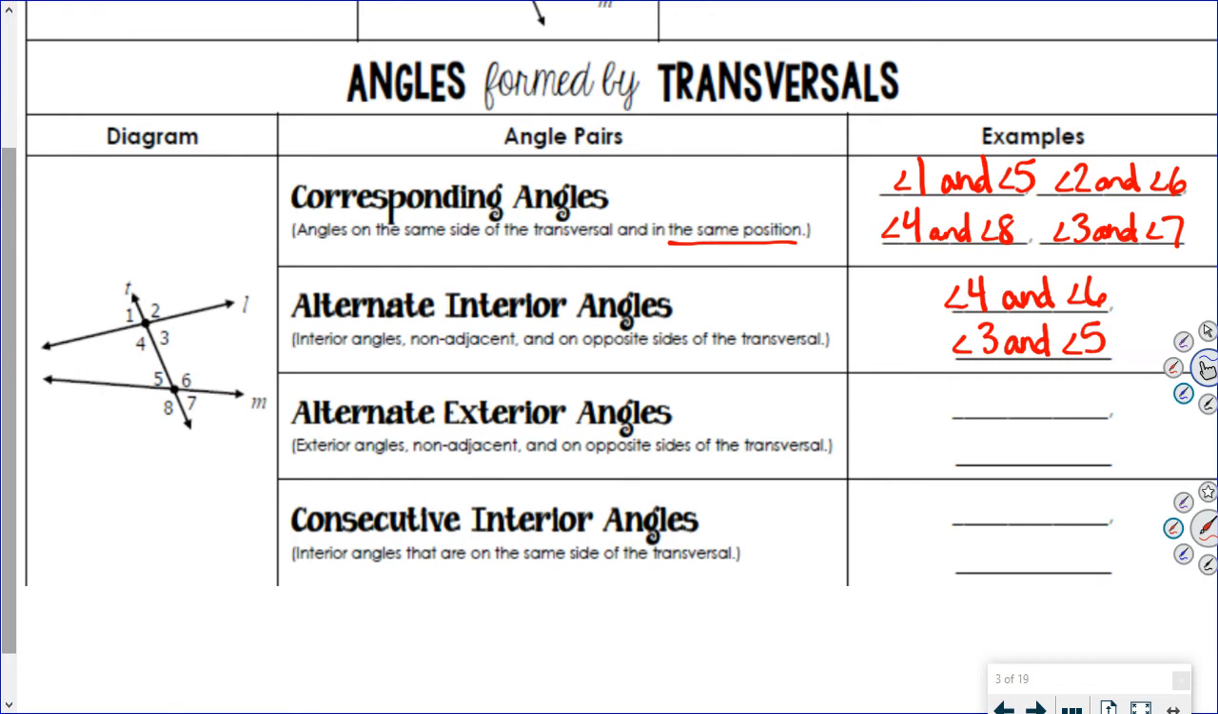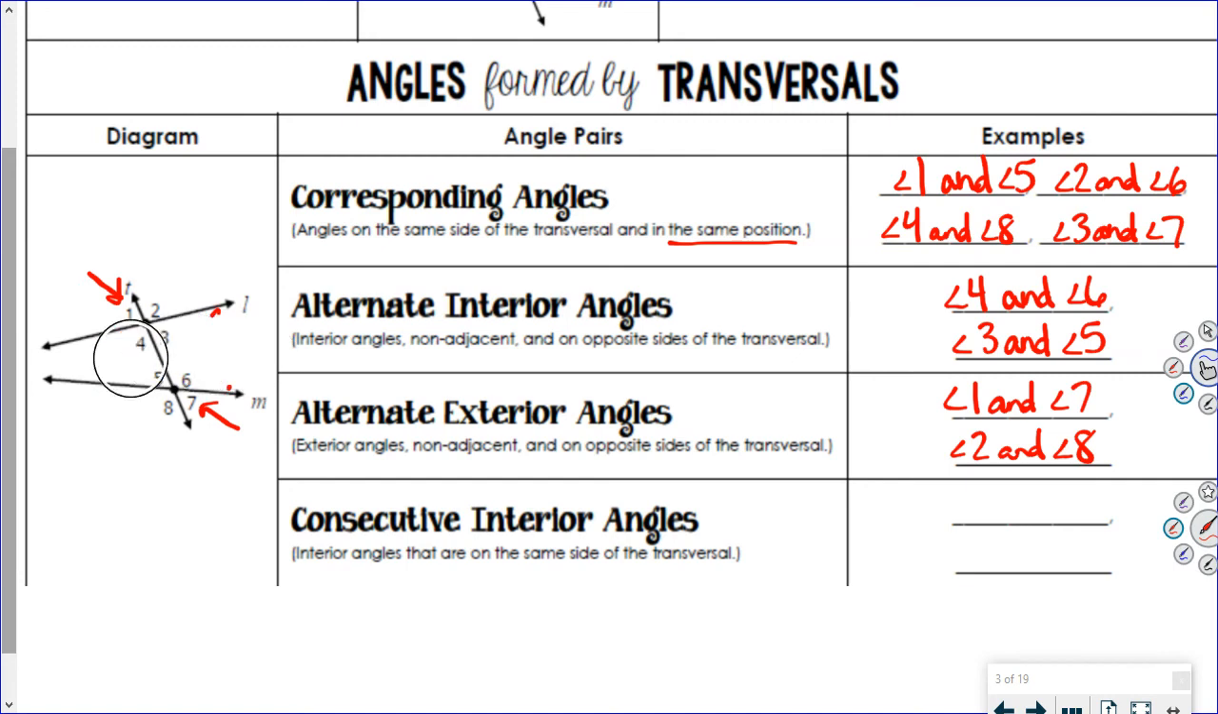Now, we look on to alternate exterior. Now we're looking outside the lines. So what I'm going to do is just cross off this inside piece so we can just ignore it. The outside angles, same concept. We have to cross that transversal. So if we're looking at angle 1, it's going to match up with angle 7. Those are alternate exterior angles. And then the same thing for angle 2 and 8.